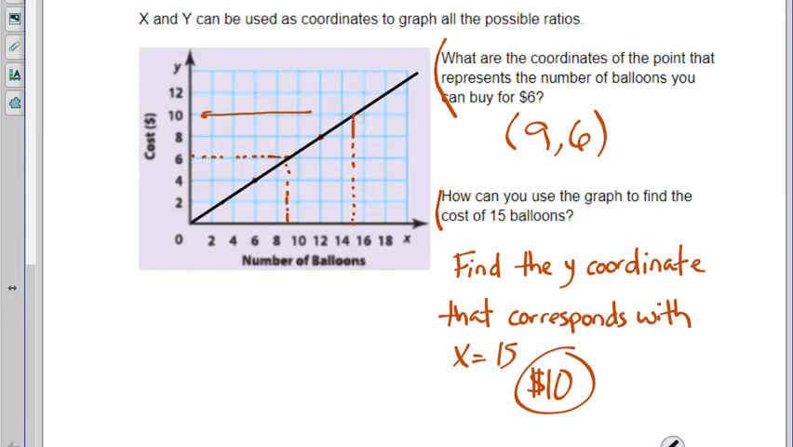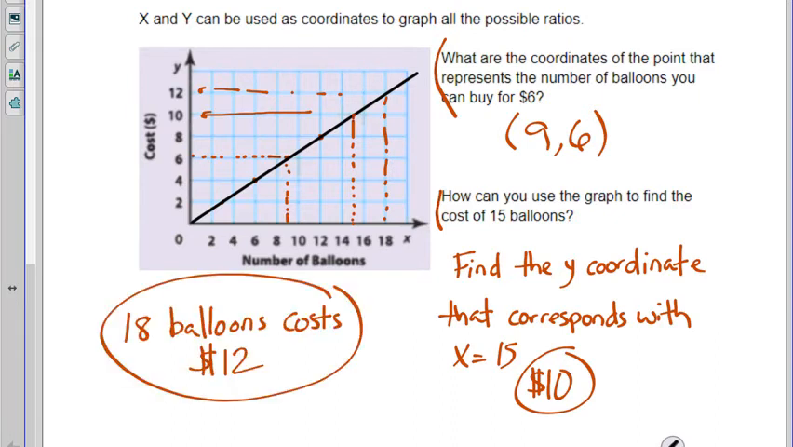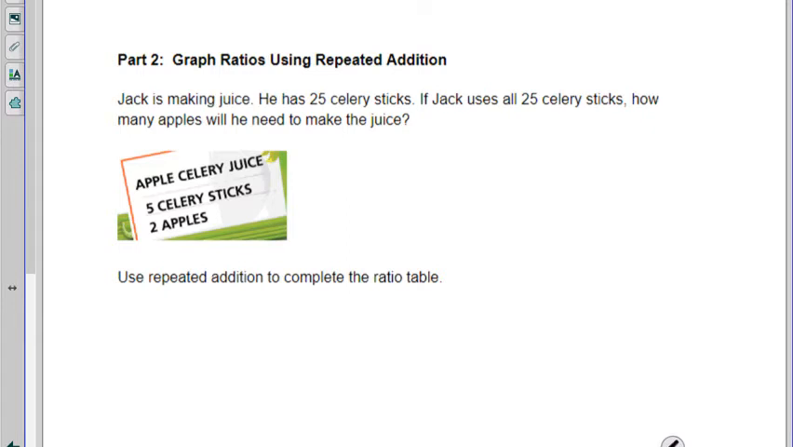That's $10. And lastly, we have the original question from up top. It says use the graph to find the cost of 18 balloons. So if I follow up with the 18 and then over, it looks like that's $12. 18 balloons cost $12.